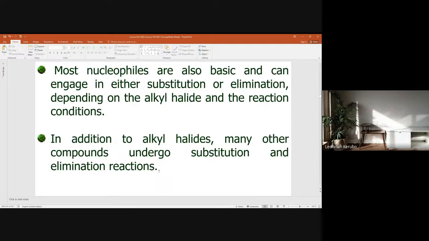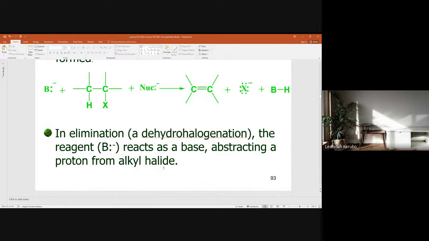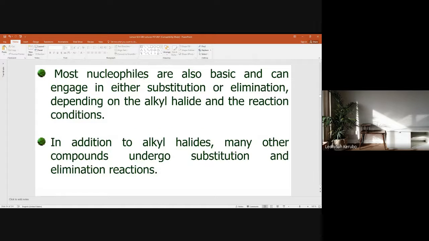These processes we are going to discuss later. Most nucleophiles are also basic and can engage in either substitution or elimination, depending on the alkyl halide and the reaction conditions. So depending on the reaction conditions, you can either get an alkene or you can get a substituted alkyl halide.